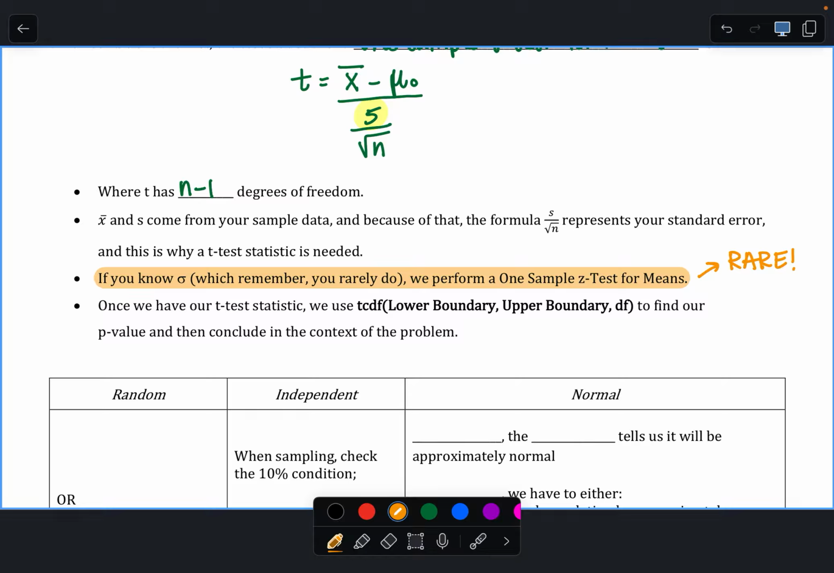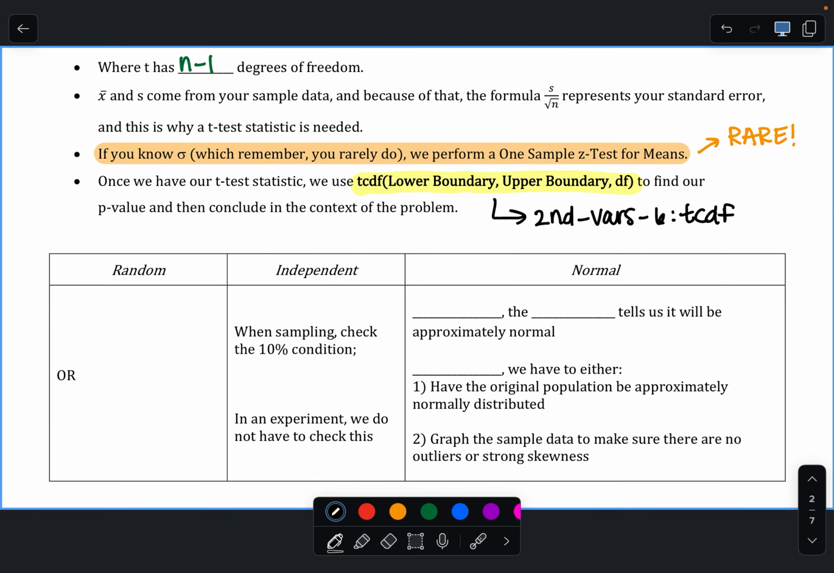Once we have pulled our test statistic, we do jump to our calculator. We are going to use tcdf, which is found in second vars, and it should be option number 6. This is going to work exactly like normal CDF. So instead of having the mean and the standard deviation, it asks you for degrees of freedom. The only reason being because every single sample size has a slightly different distribution based on the degrees of freedom. But it works exactly the same way. And we'll talk about directions you should go in based on your hypothesis in a second.